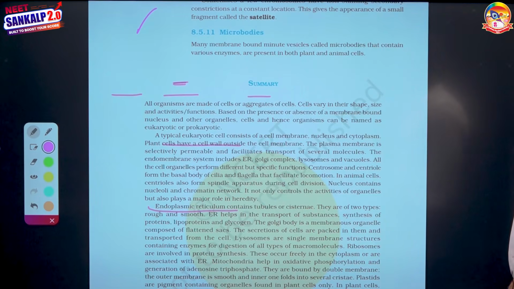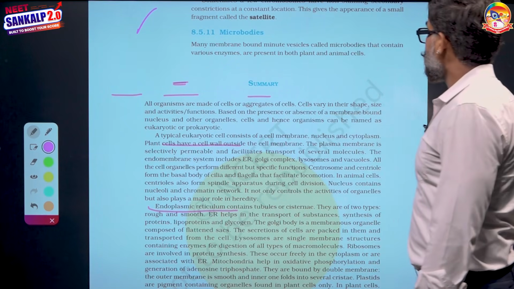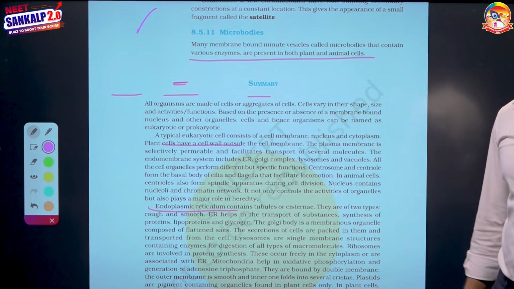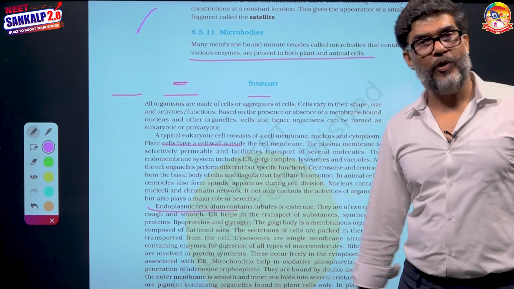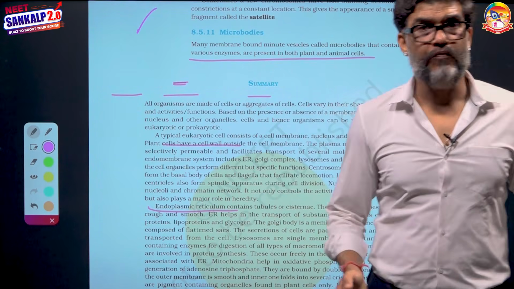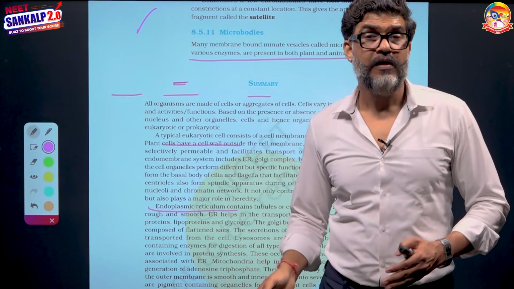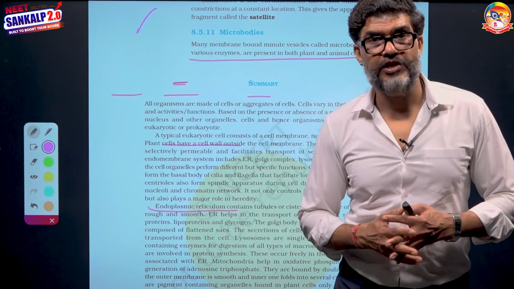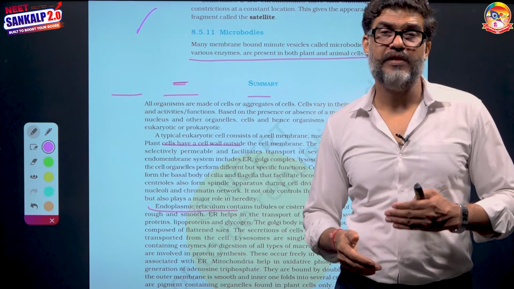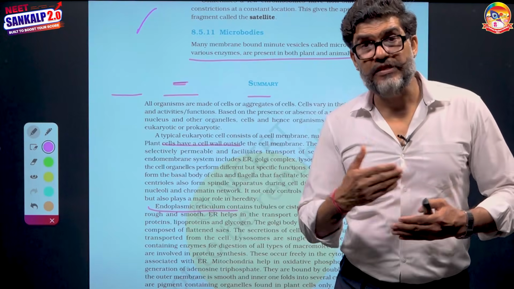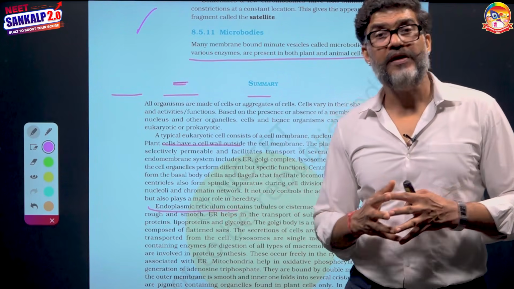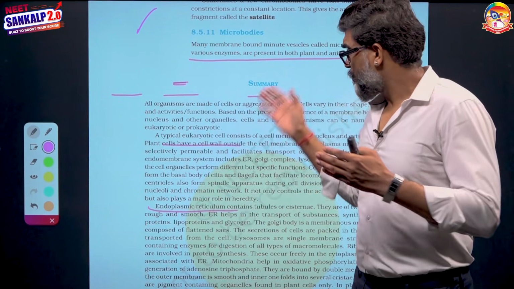Many membrane bounded minute vesicles called microbodies, that contain various enzymes to perform various kinds of functions, are also seen. You have heard about peroxisome, glyoxysome, spherosome. They are microbodies. Peroxisome, we know, is the site of photorespiration. It also assists in the beta oxidation of fatty acids. Glyoxysome is also associated with beta oxidation and the synthesis of lipids. Spherosomes are also associated with the synthesis of lipids, and are some important microbodies.